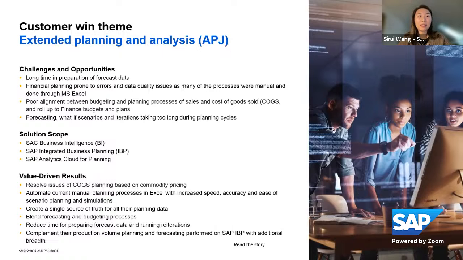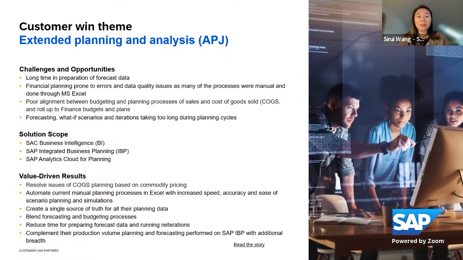Leveraging and blending SAP Analytics Cloud for comprehensive financial planning and integrated business planning, which focuses more on supply chain planning, our customer is able to resolve issues like cost of goods sold planning based on commodity pricing. Instead of forecasting by commodity and escalation factors, they adjusted this to roll out costs over the next 1 to 2 years to better respond to the effects of market changes. And many of the manual processes that relied heavily on Excel are fixed through this type of automation.